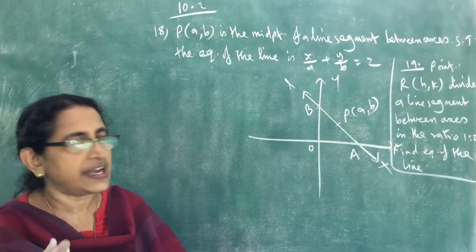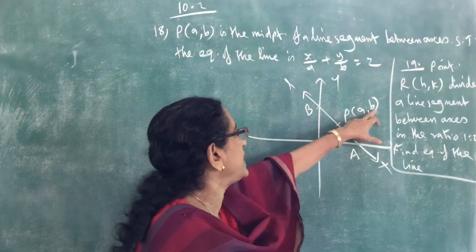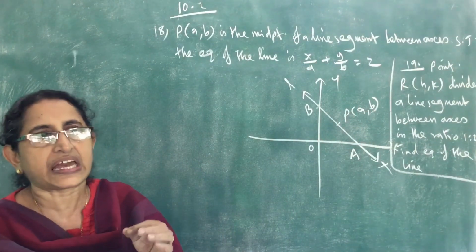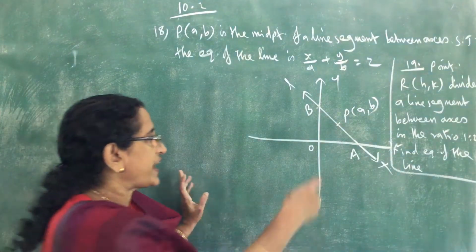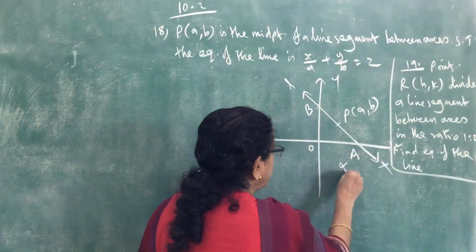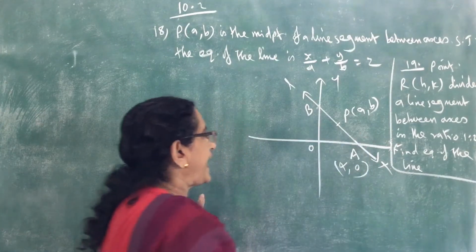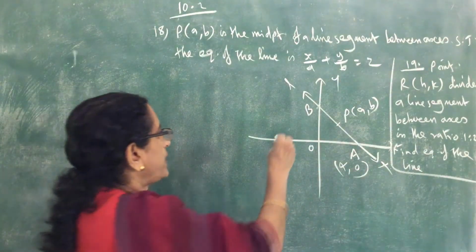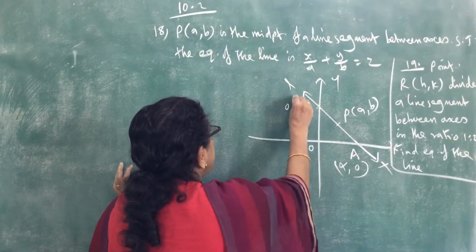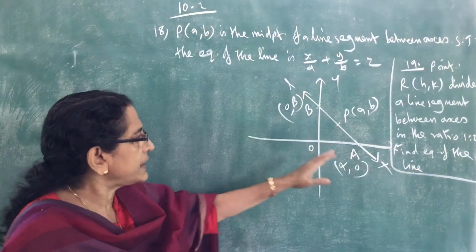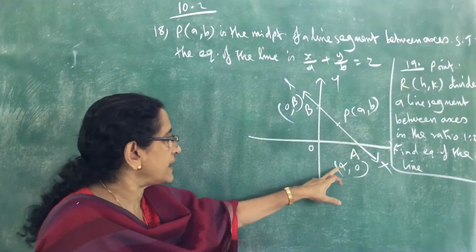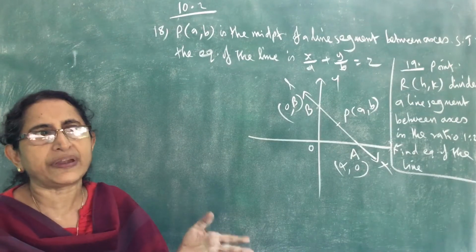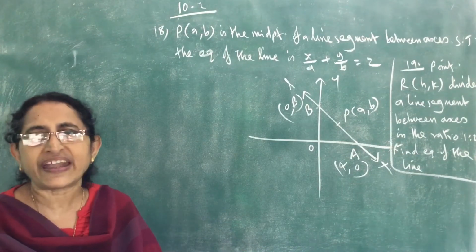But here a and b are given as the midpoint, so we cannot use small letter a for the x-intercept. Something else we have to use. So let the x-intercept be alpha. We can take this point A as (alpha, 0), and B be the point (0, beta). So the x-intercept of the line is alpha, and the y-intercept of the line is beta.